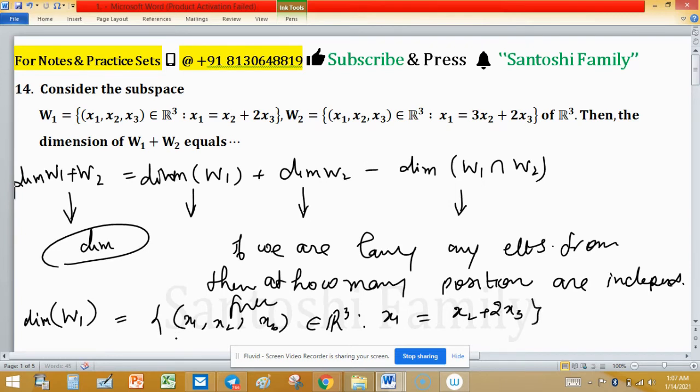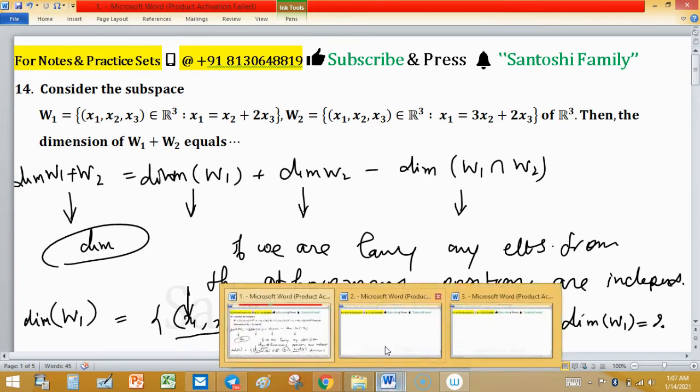It means this tuple belongs to R3 such that its first constituent must satisfy this condition. So we are free at two positions, x2 and x3, and x1 is dependent on x2 and x3. So the dimension of W1 is equal to 2.